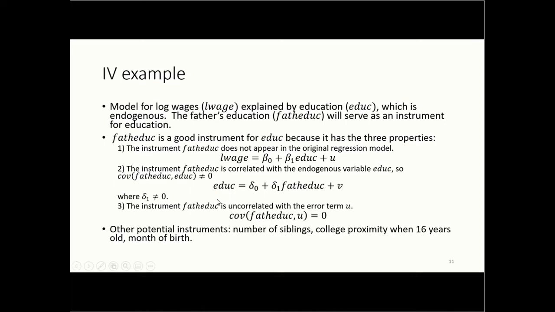And then the final property is that the instrument, father's education, would be uncorrelated with the error term. So father's education and the error term would not be correlated. That's why father's education would be a good instrument.